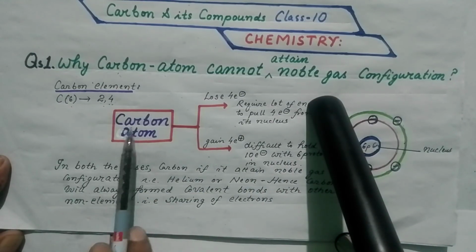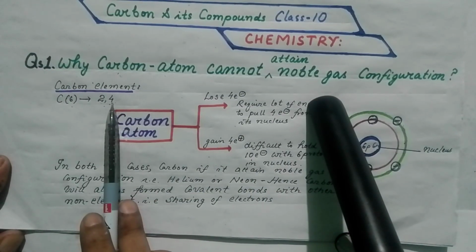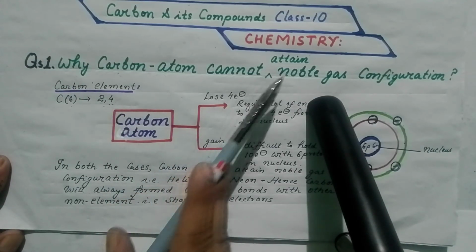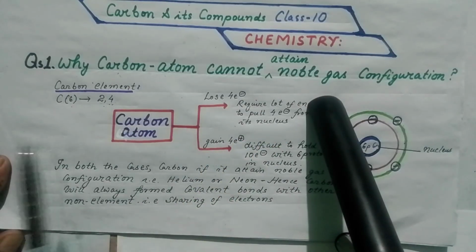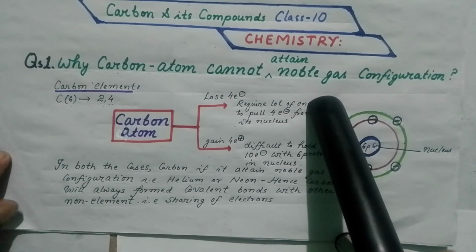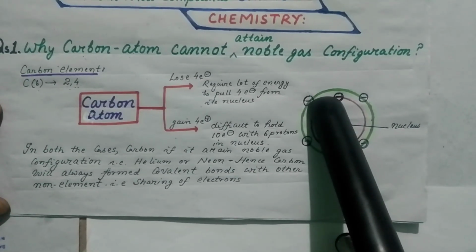So that's why carbon never adds 4 electrons or gains 4 electrons, because in both cases it will have the noble gas configuration, means unreactive. That's why carbon prefers not to add 4 electrons or lose 4 electrons. As simple as that. Please copy it.